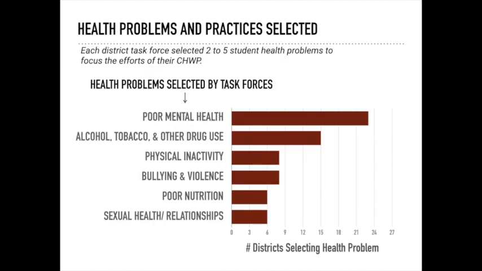So as a reminder, each school district selected 2 to 5 student health problems to include in their CHWP. This graph is showing how many school districts selected each health problem. So a bar going all the way to the right there would mean that every district included that problem in their plan. The key takeaway here is that poor mental health and alcohol, tobacco, and other drug use were selected as health problems by most task forces, with almost all task forces including poor mental health as a focus of their plan.